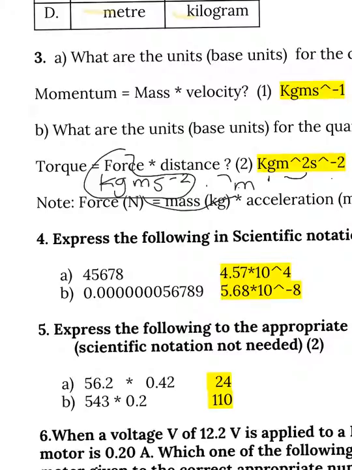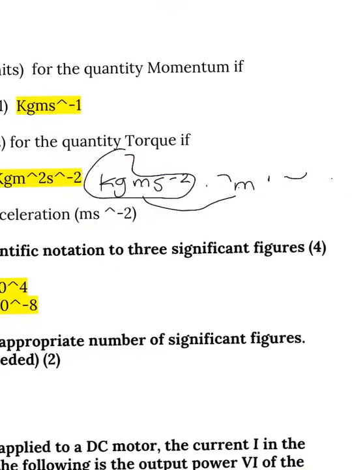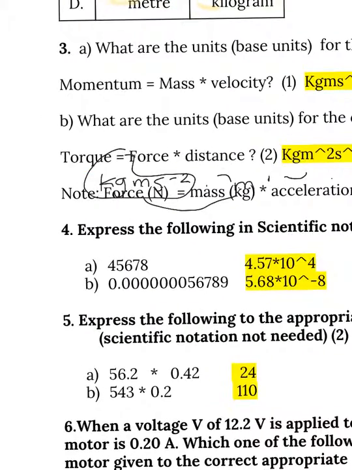Question 4 requires you to express the following in scientific notation to 3 significant figures. So let's have a look at the data. Scientific notation means that you have to express this number firstly as a number between 1 and 10, so that would be 4.5678, but times 10 to the power of 4. How do we know? Well, if I bring this over 1 step, 2 steps, 3 steps, 4 steps. So it's 4.5678 times 10 to the 4.